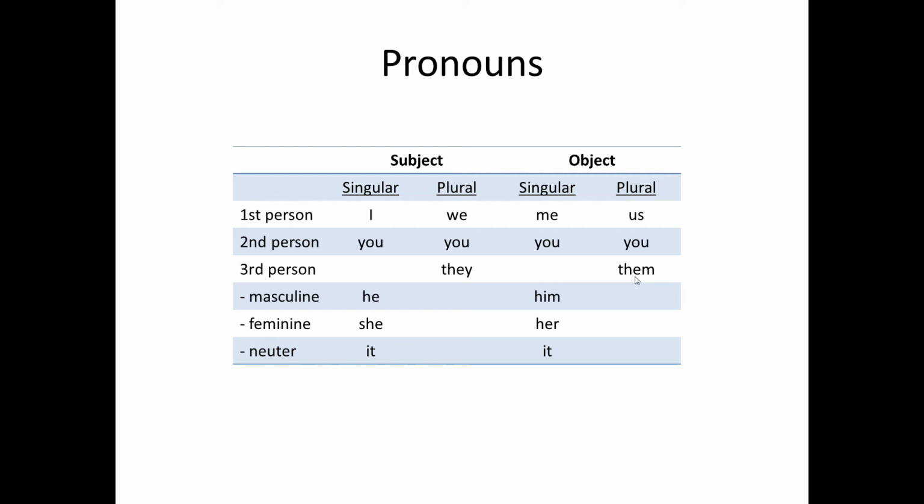So if Bill, Jane, and Susan are having a conversation, then every time Bill uses the word I, then I refers to Bill. Every time Jane uses the word I, then I refers to Jane. And every time Susan uses the word I, then I refers to Susan.